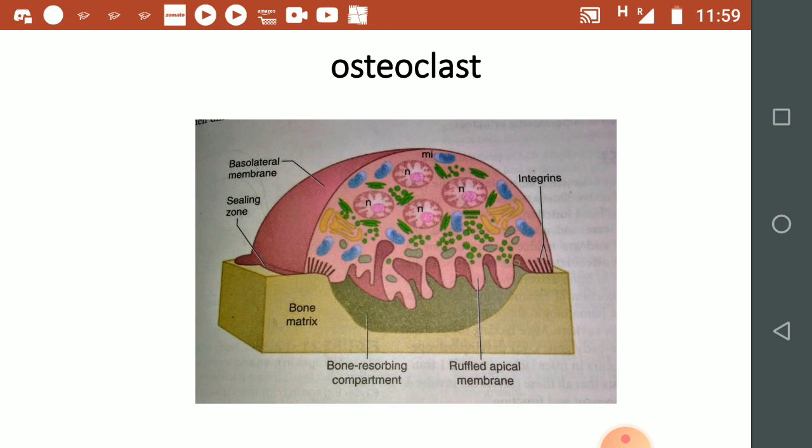And all this activity of osteoclast are basically promoted or stimulated by the influence of certain hormones like parathyroid hormone in specific situation. Not in everyday situation, not in every point of time, but in demanding situation. So osteoclasts are the cells which are responsible for bone resorption.